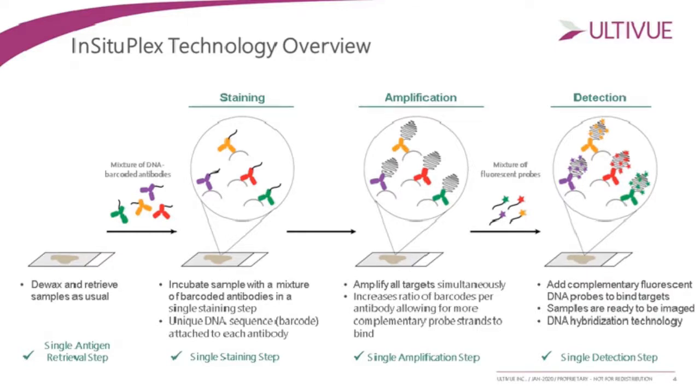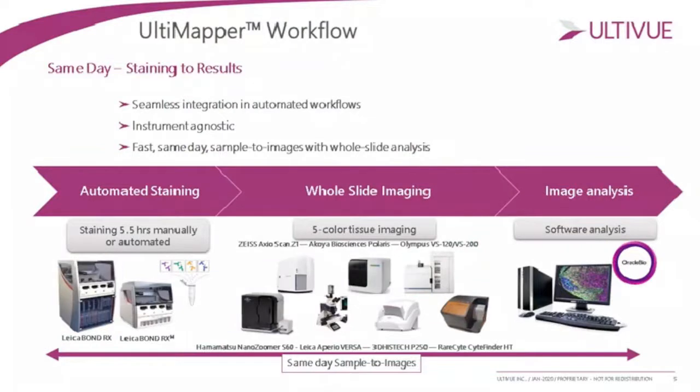to avoid spectral mixing. So this is an overview of the workflow, which now gives same-day staining to results and includes 3 different steps. The first step is the staining step that now takes only 5 and a half hours. And with the Ultivue technology, you no longer need any assay development and optimization of your panel because Ultivue does it for you. So all the panels are ready to use.